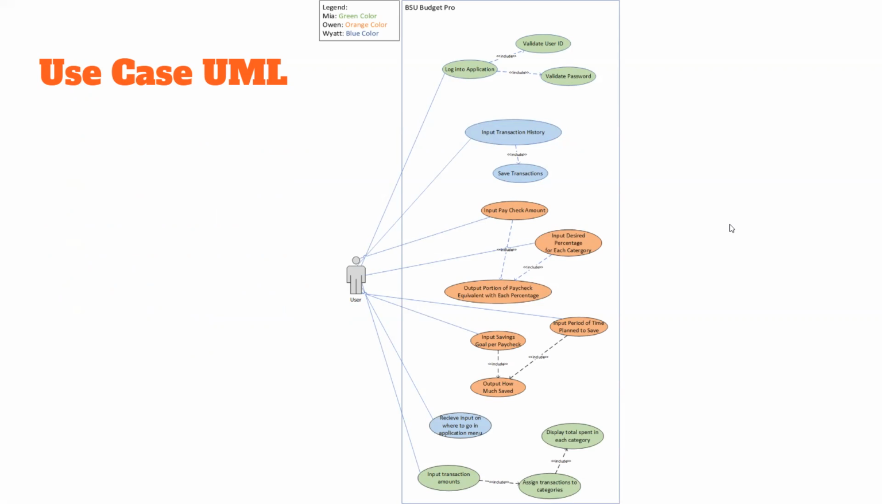So as far as the use case UML that we created for this project, we had a couple different applications like Wyatt described previously. To start, we have logging into the application, where the user is going to use that predetermined username and password to log into the application. From there, the application is going to validate the user ID, followed by validating the password, and then letting them log into the application.